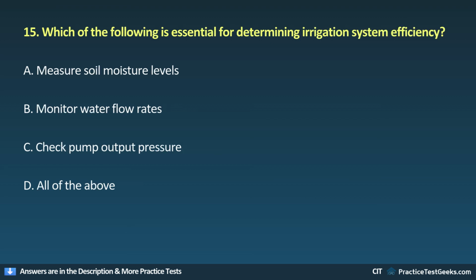15. Which of the following is essential for determining irrigation system efficiency? A. Measure soil moisture levels. B. Monitor water flow rates. C. Check pump output pressure. D. All of the above.